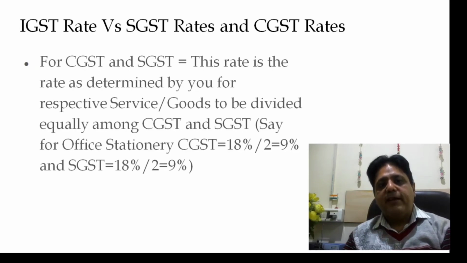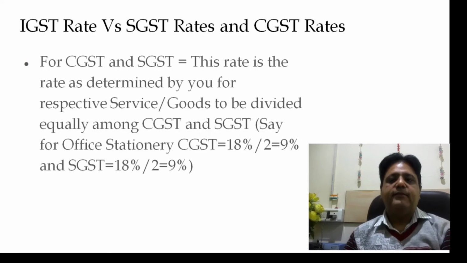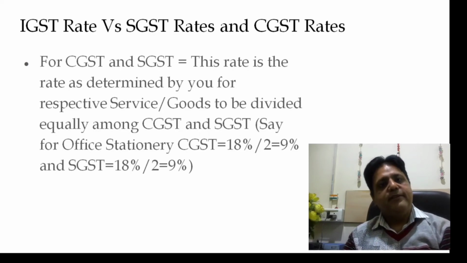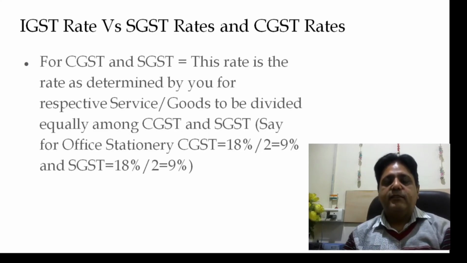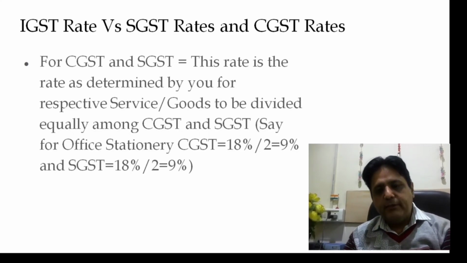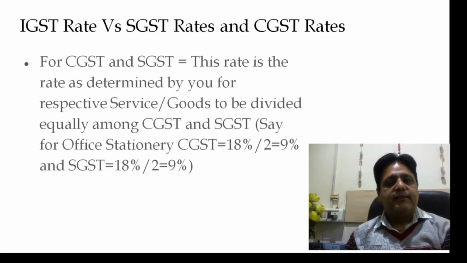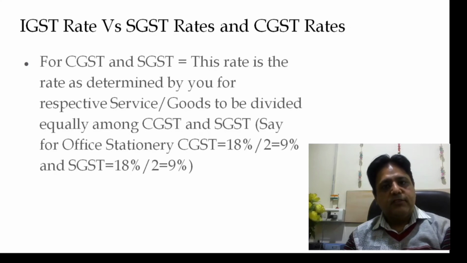Now, let's say you have to apply CGST and SGST. In that case, the rate which you determine for that particular good, you need to divide it equally among CGST and SGST. For example, for office stationery, the rate is 18%, and if you need to bill CGST and SGST, you will divide 18% into two parts. 9% will become CGST and another 9% will become SGST. The total rate of tax remains 18% for stationery. It is just that in case of CGST and SGST, you equally divide that rate between CGST and SGST. The rate is not going to change only because you are applying CGST and SGST. It is just that the total rate is divided among CGST and SGST. Okay.